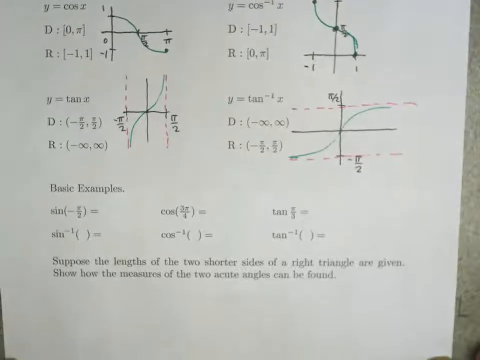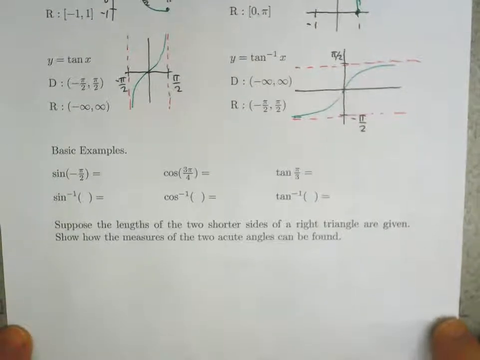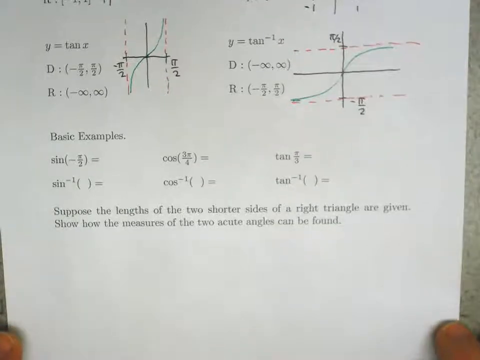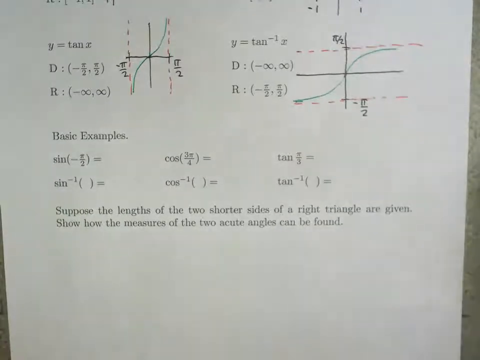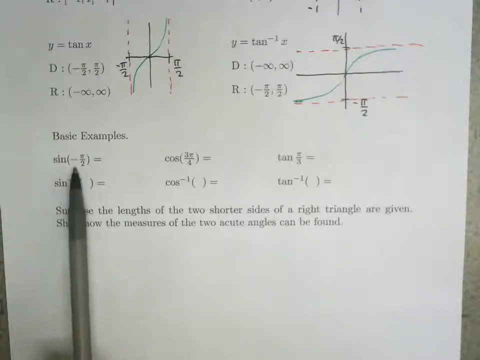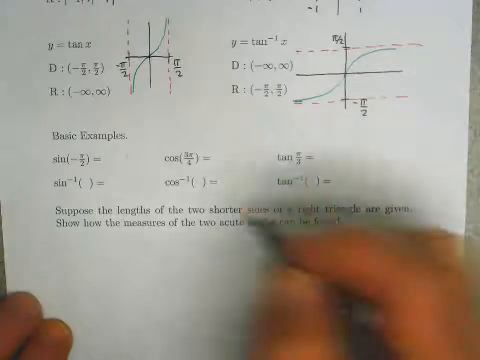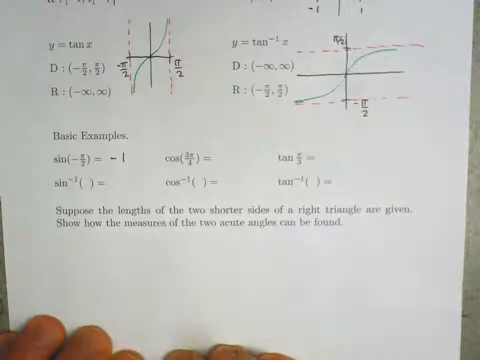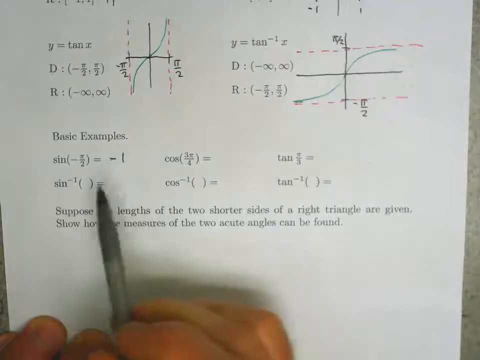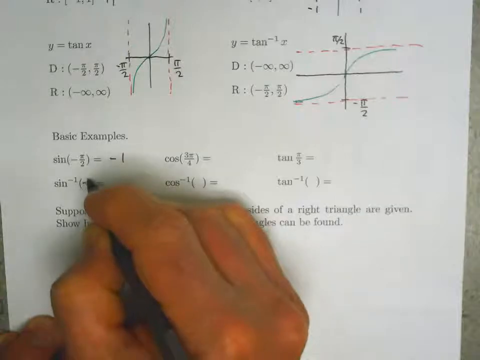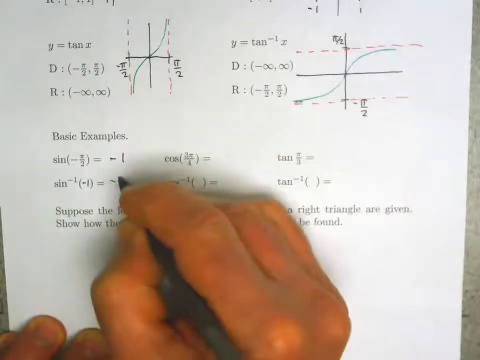Okay, we'll use the inverse notation. We'll practice a few basic examples. Okay, we know that sine of negative pi over 2 is negative 1. And so that means, well, in this case, it means that the inverse sine of negative 1 equals negative pi over 2.